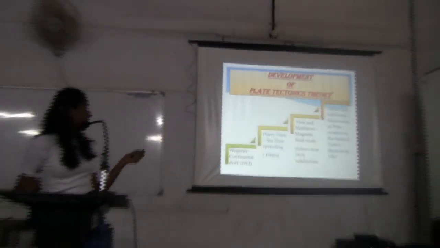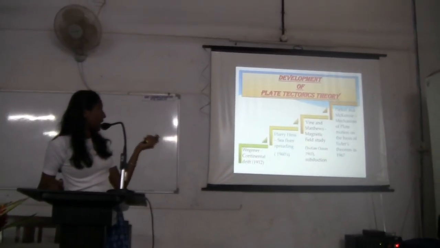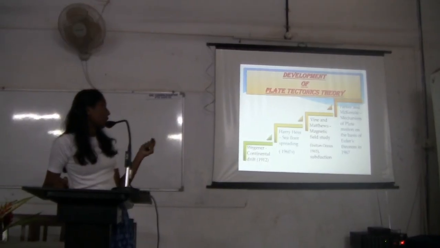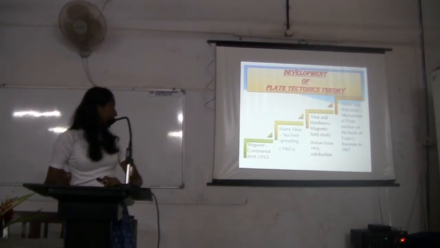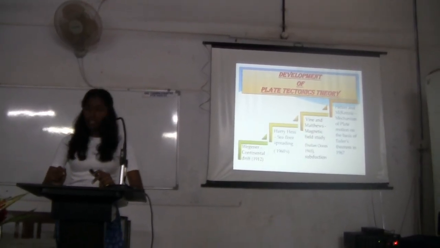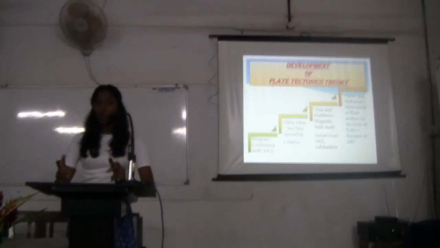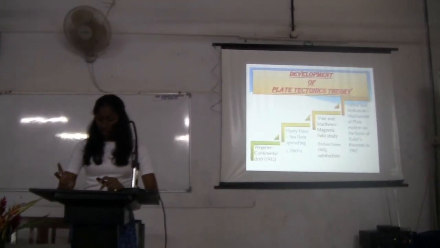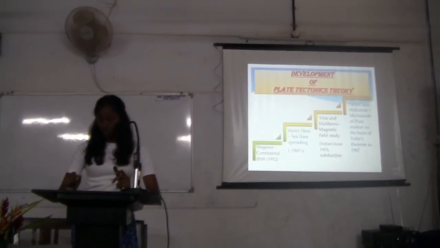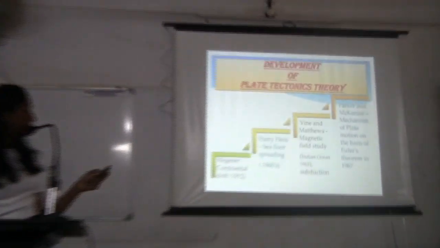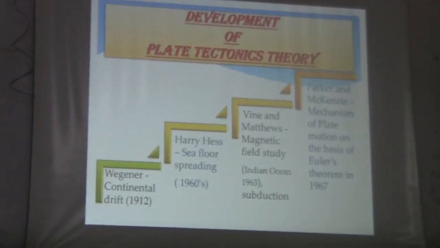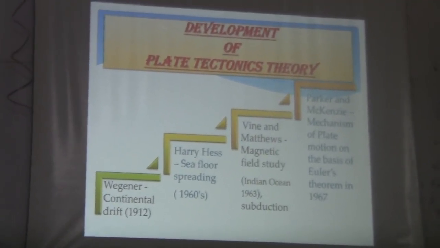And the fourth one was Parker and McKenzie's mechanism of plate motion on the basis of Euler's theorem in 1967, which mathematically described the plates on the Earth's surface, completing the foundation of modern plate tectonic theory. So these are the four major developments of plate tectonic theory.